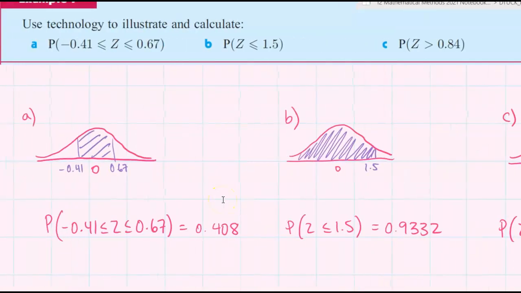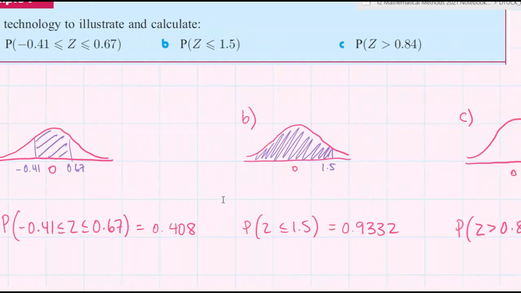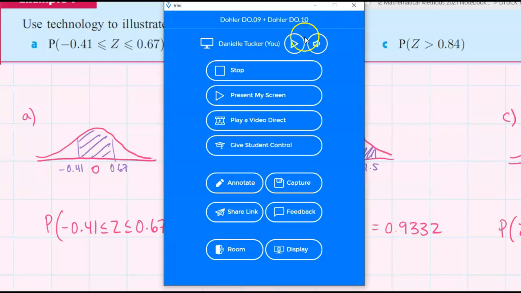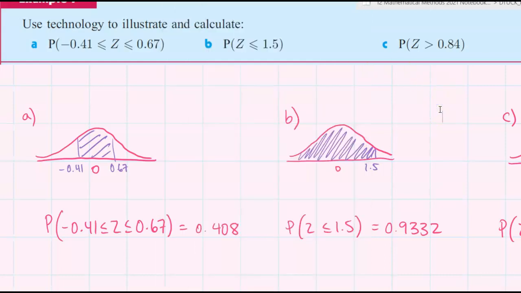Okay, what did we get for A? What did you get for A? 0.4077, right? What'd you get for B? 0.9332, excellent. So you should have something like this for each of those. I went 3 decimal places, whoops, for A, so you should have 4.